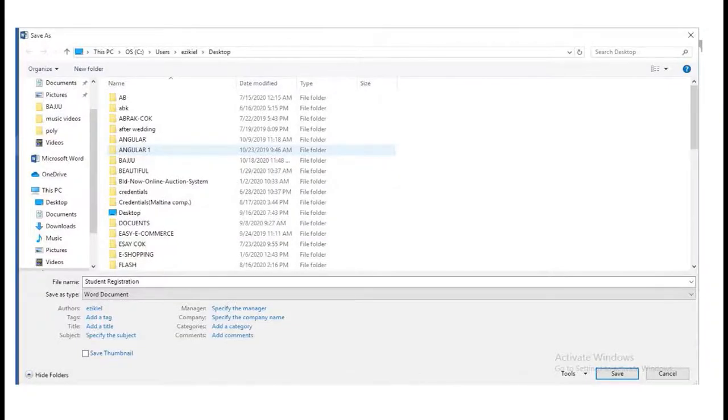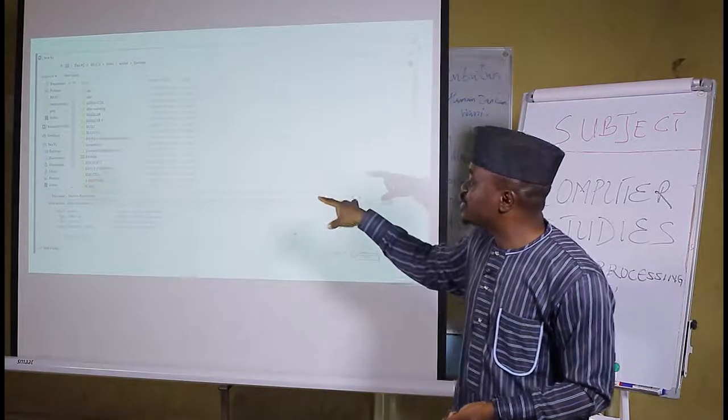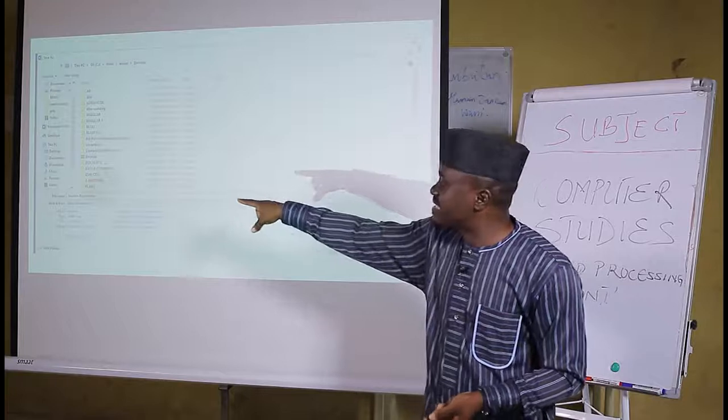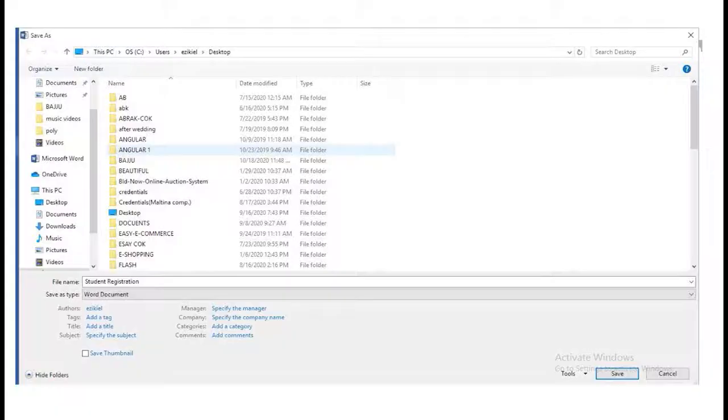Well, this is a practical. This is how it looks after clicking on the Save As. This is a dialog box that comes in. You can see the name at your very left. You see I saved as student registration on that Word document, and this is the Save button that once you click, it gives you what you are looking for.